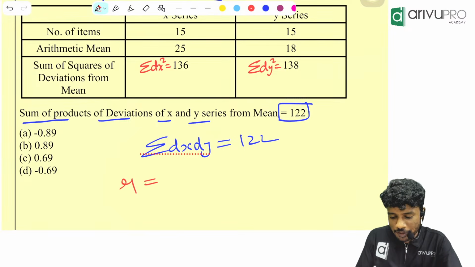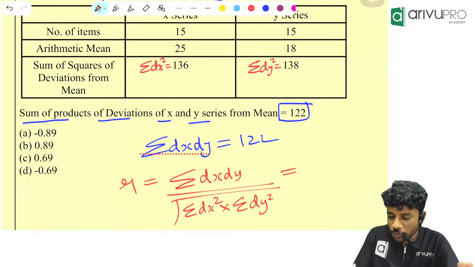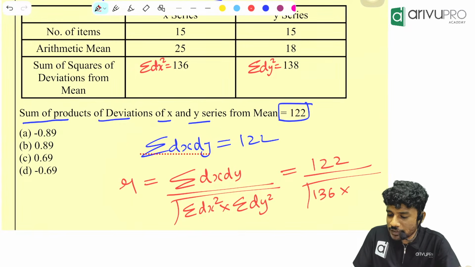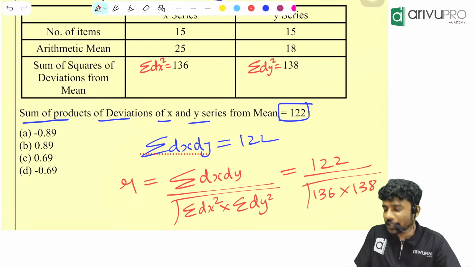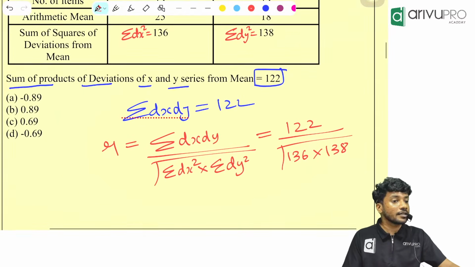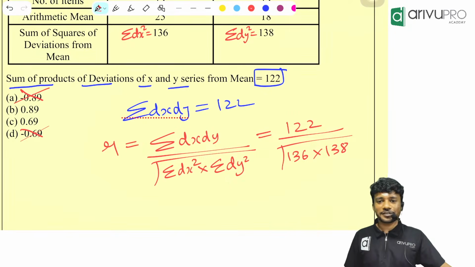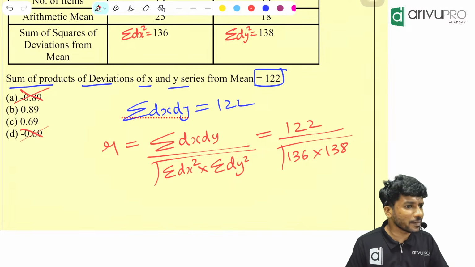R is nothing but what? Sigma dx dy divided by root of sigma dx square into sigma dy square. So how much is it, people? Can I write it as 122 divided by root of 136 into 138? Get me your answer. 0.89. Anyway, we know that it is a positive value. Option A is wrong. Option D is wrong. Because nowhere it is going to become negative.